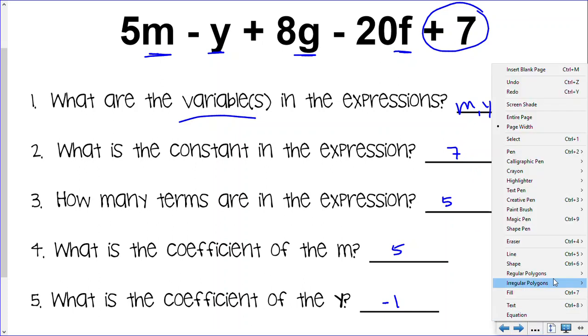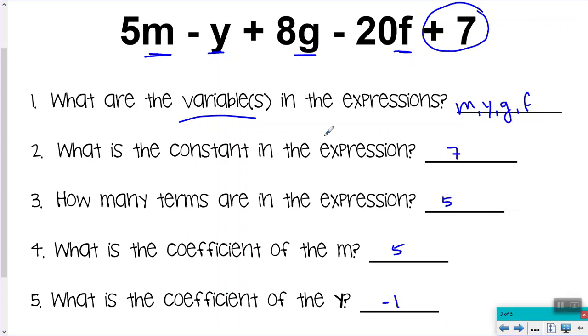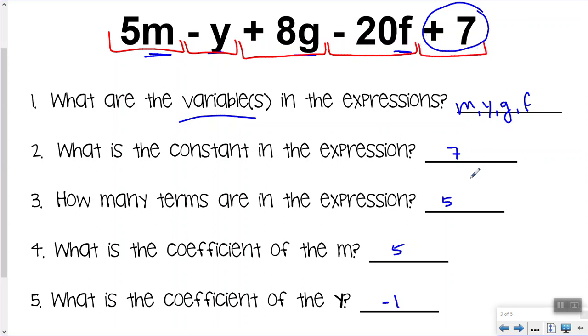Next, we wanted to know the number of terms. So remember that addition and subtraction separate our terms. So we have our first term, we stop at the minus sign. Second term, stop at the plus sign. Third term, stop at the minus sign. Fourth term, stop at the plus sign. And we've got our fifth term. So altogether we have 5.